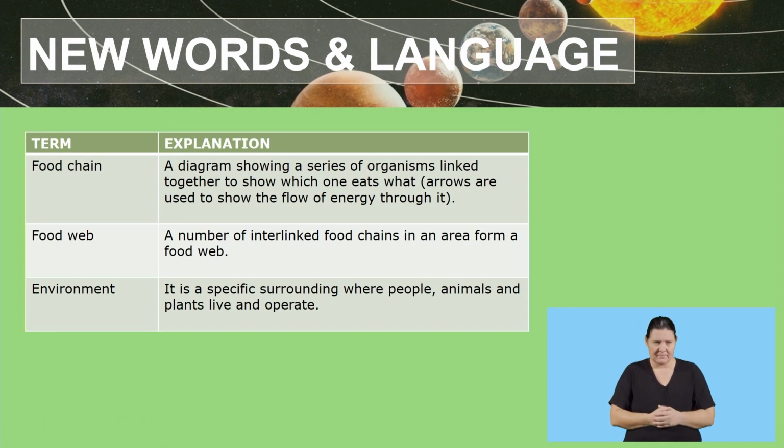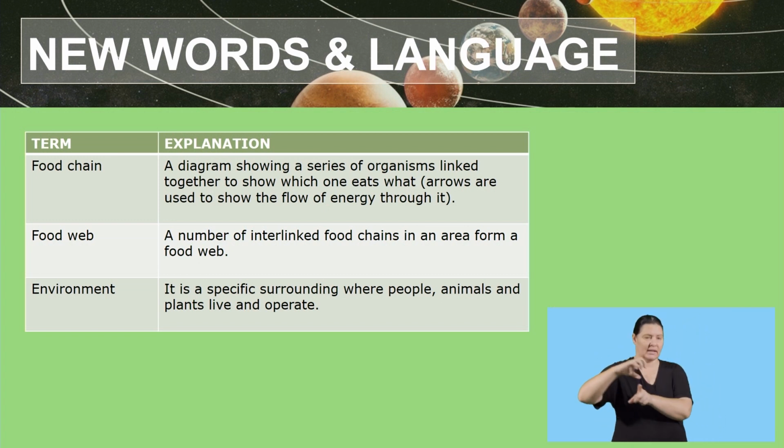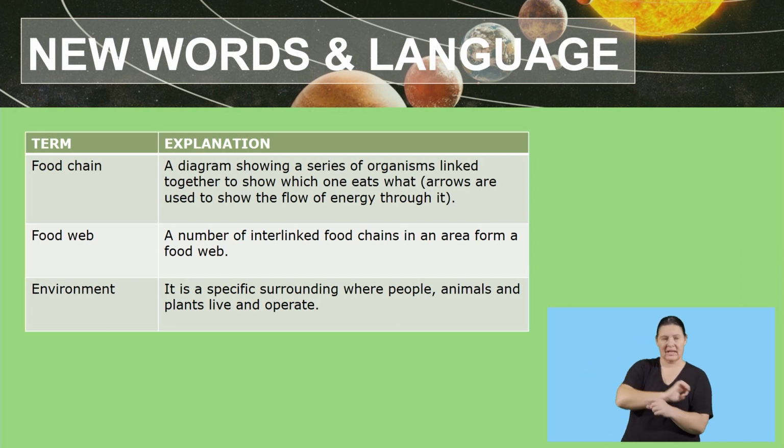A food chain is a diagram that is showing a series of organisms linked together to show which one eats what. So we normally use arrows to show the flow of energy from one organism to the other. And then the second last one is actually food web. A food web is a number of interlinked food chains in an area. These form a food web. So basically, a food web is a number of food chains that are just interlinked or that are connected together.